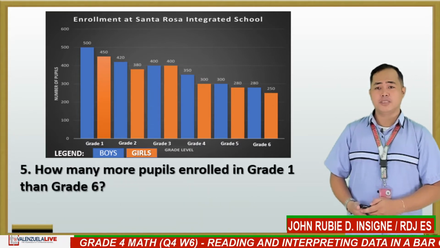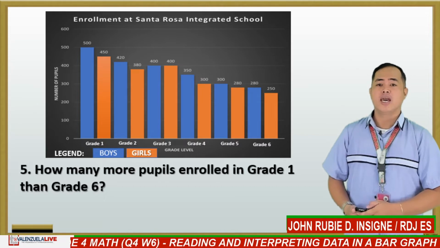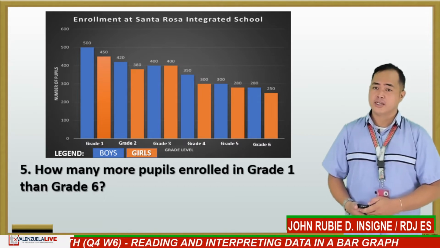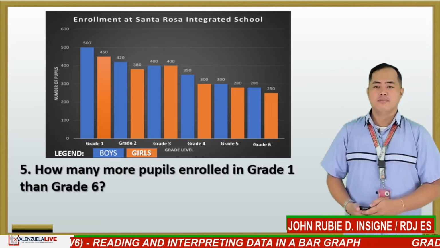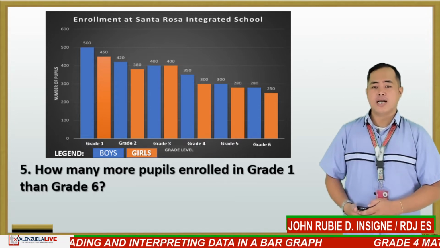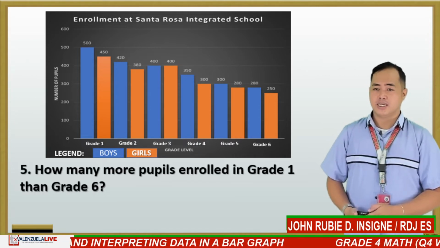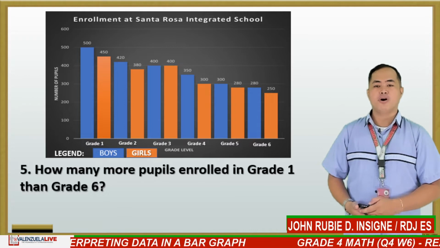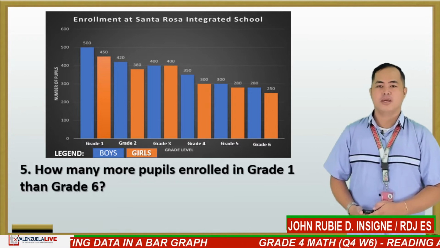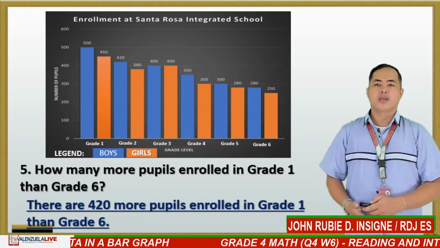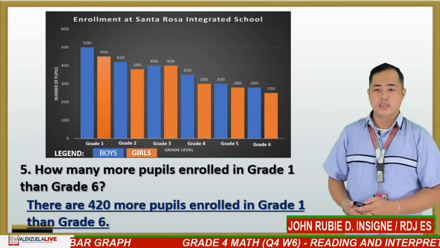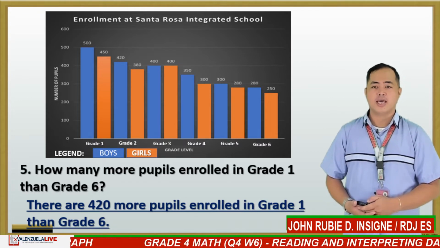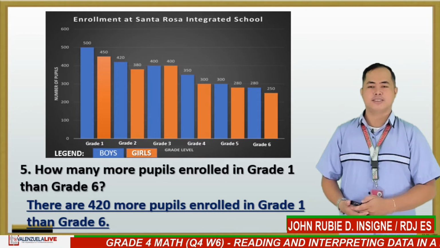How many more pupils enrolled in grade 1 than grade 6? To solve, subtract the total number of pupils in grade 6 from the total number of pupils in grade 1. Therefore, there are 420 more pupils enrolled in grade 1 than grade 6.